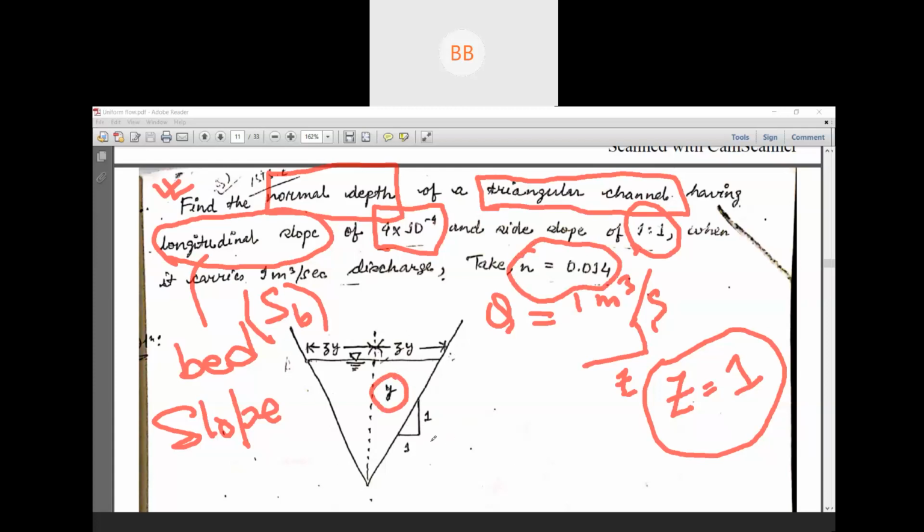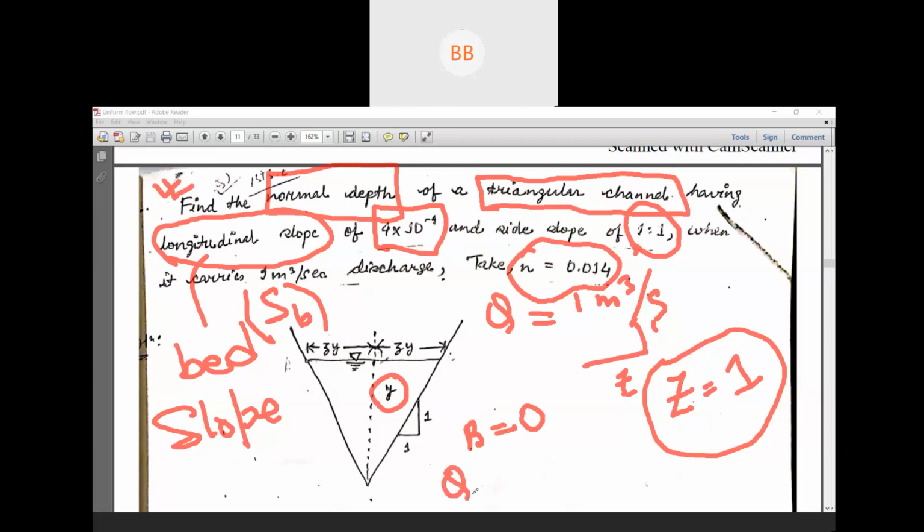So this is a triangular channel. Side slope is given 1:1. We don't have any bottom width in a triangular channel, so it's also not given. Our bottom width of the channel is 0. And what we need to find out is the y value.